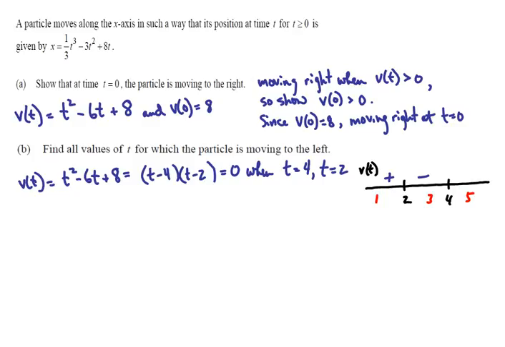And finally, plugging in 5, and I can use the factored form also, 5 minus 4 is 1, 5 minus 2 is 3, so 1 times 3 would be positive 3. And so the set of all values of t for which the particle is moving to the left would be t is greater than 2, less than 4. And for those values, the particle is moving to the left.